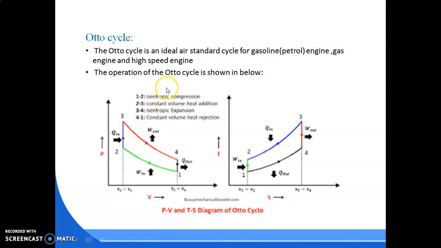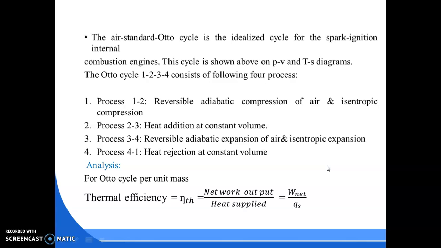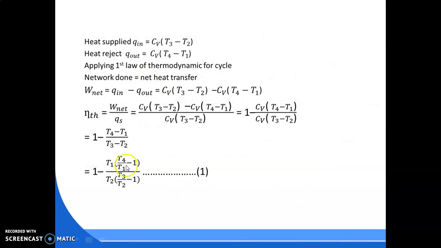So we were discussing the Otto cycle, and the Otto cycle is the air standard cycle of the petrol engine. So we are deriving the efficiency of the Otto cycle. From the thermal efficiency, what we get is 1 minus T1 into (T4/T1 minus 1) divided by T2 into (T3/T2 minus 1). This temperature equation we get from the thermal efficiency.